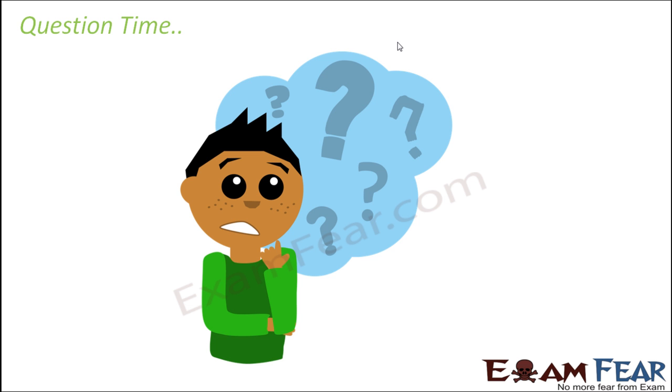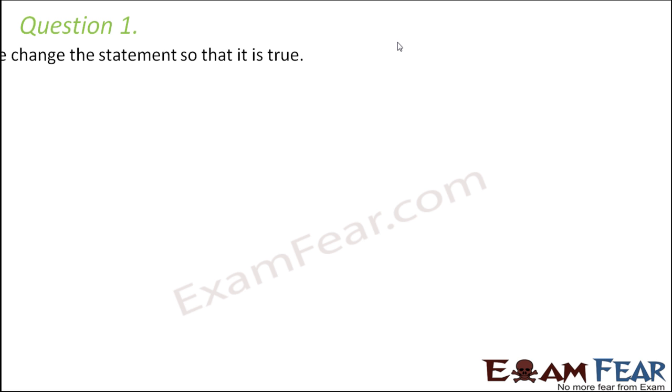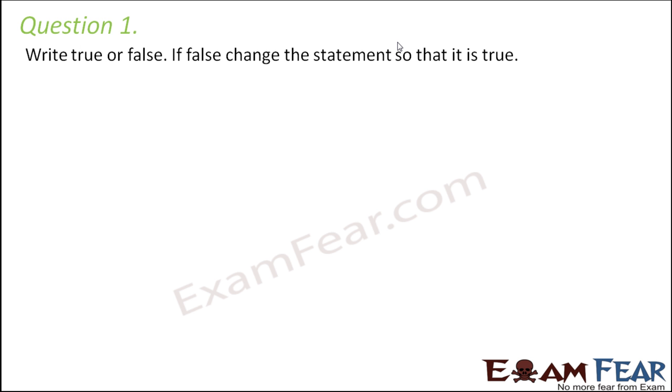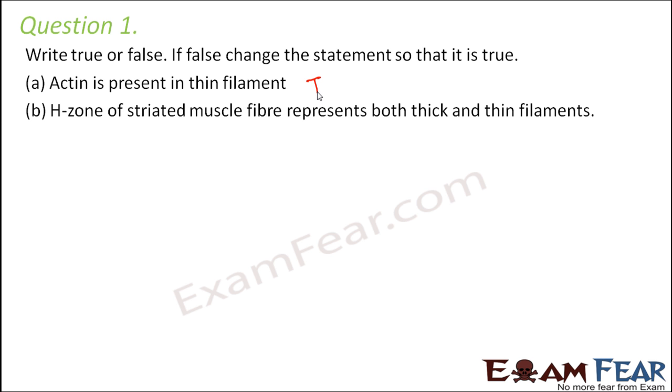So with this we have reached towards the end of this lesson and I hope that this lesson on locomotion and movement would have helped you. Now it is time to look at some of the questions. Question number 1. Write true or false. If false, change the statement so that it is true. The first one. Actin is present in thin filament. Yes, actin is the thin filament, so it is true, and myosin is the thick one.